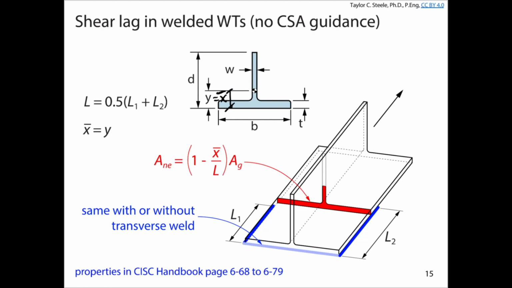The reason we don't really have any guidance for this is nobody welds WTs, practically speaking. The S16 standard is written in a way that reflects Canadian practice. And so 99.9% of the time, if we have a WT working as a tension member, it's in a truss, or if it's part of a brace of a structure, it's going to be bolted. So we don't weld WTs anyway, and you probably shouldn't have to deal with this situation in any case.